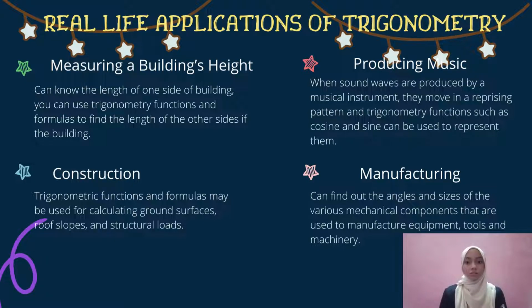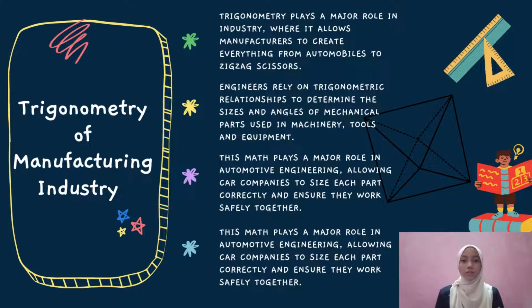Third is construction. Trigonometric functions and formulas may be used for calculating ground surfaces, roof slopes, and structural loads. Fourth, manufacturing. You can find out the angle and size of the various mechanical components that are used to manufacture equipment, tools, and machinery.